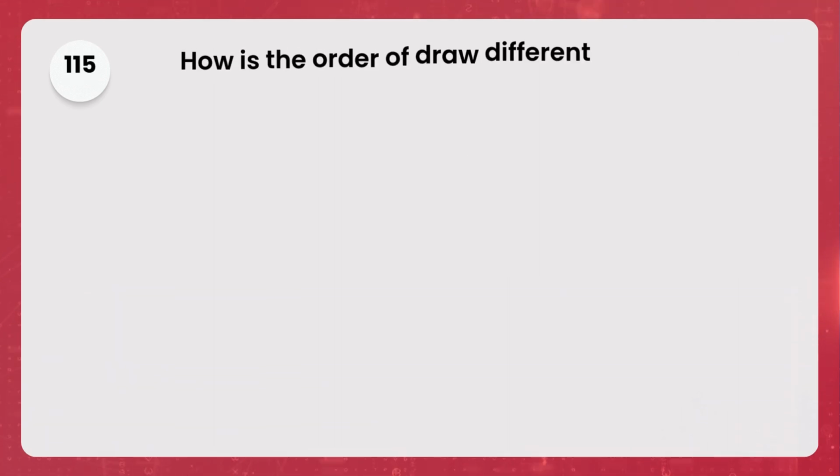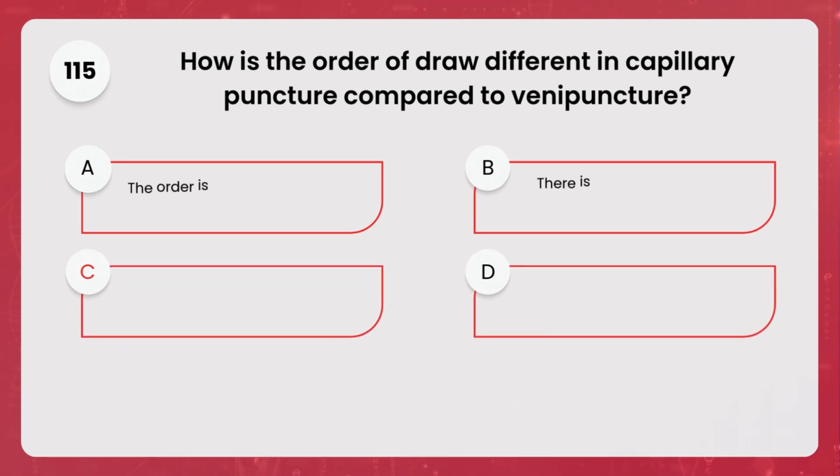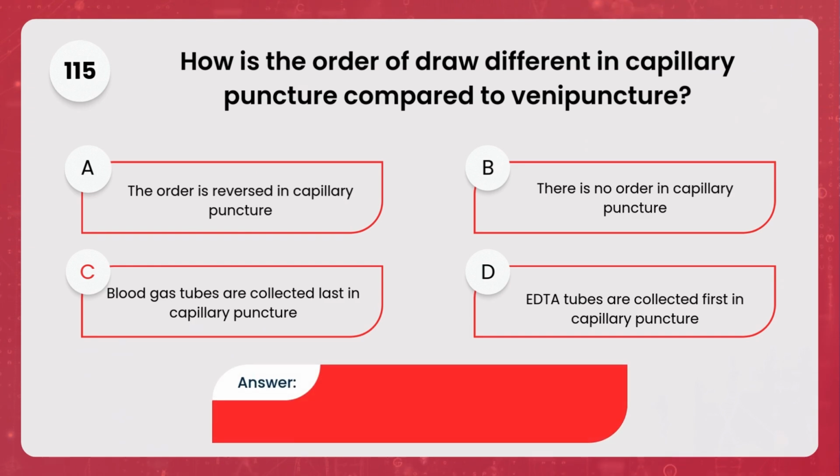Number 115. How is the order of draw different in capillary puncture compared to venipuncture? A. The order is reversed in capillary puncture. B. There is no order in capillary puncture. C. Blood gas tubes are collected last in capillary puncture. Or D. EDTA tubes are collected first in a capillary puncture. The answer is D. EDTA tubes are collected first in capillary puncture.